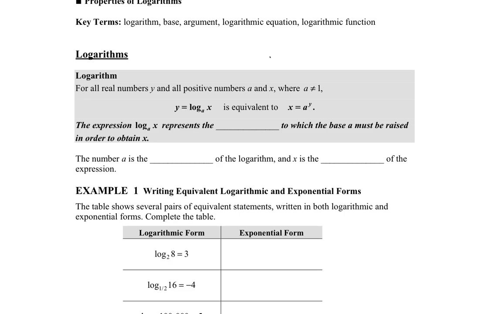So the expression log base a of x represents the exponent to which the base a must be raised in order to obtain x. The number a is the base of the logarithm and x is the argument of the expression.